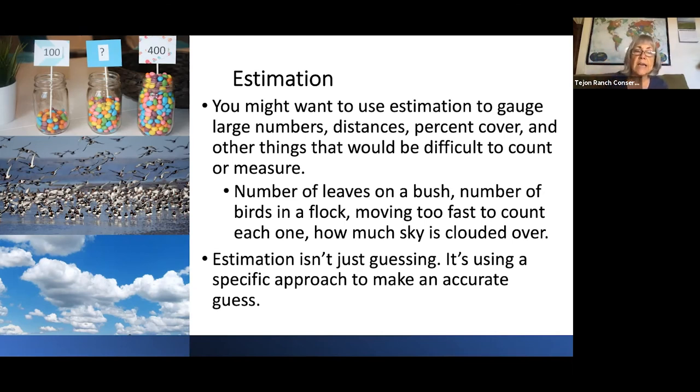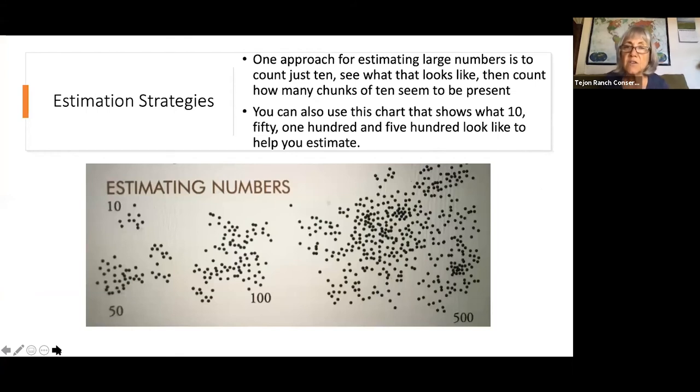Let's say we were looking at this particular flock of birds over here. You cannot count those birds, they're flying. Can you estimate how many are flying? And then here, can you estimate the percentage of sky that is covered in clouds? You want to make as accurate a guess as possible. And remember, there are tools that you can use, and this is one we mentioned in the last lesson. So here, this is approximately what 10 looks like. It's actually exactly what 10 looks like, but this is what 10 looks like.